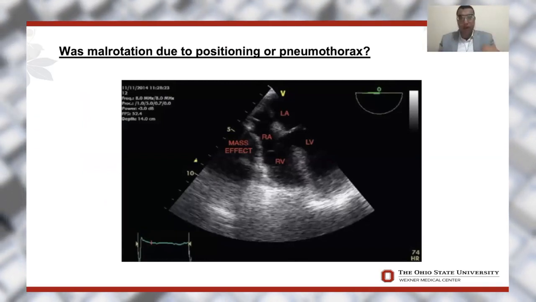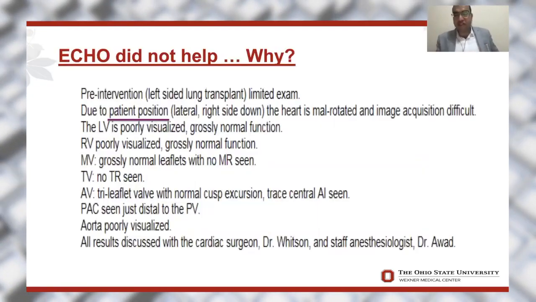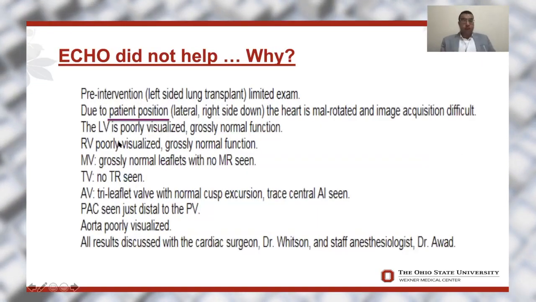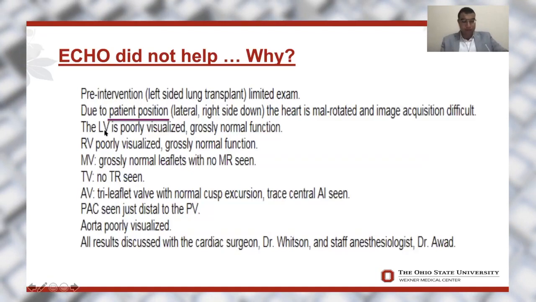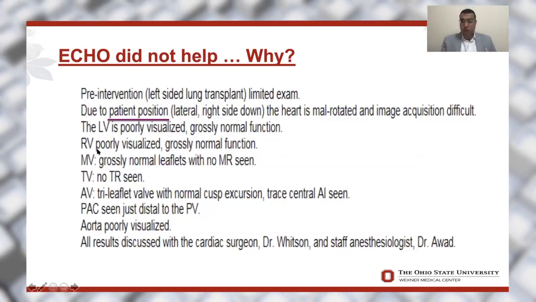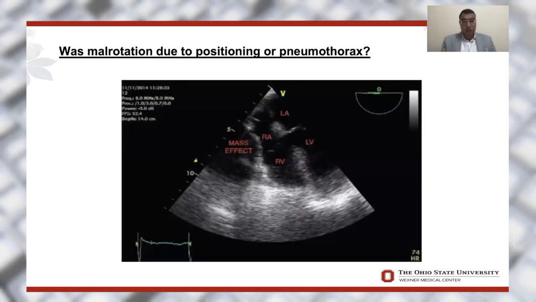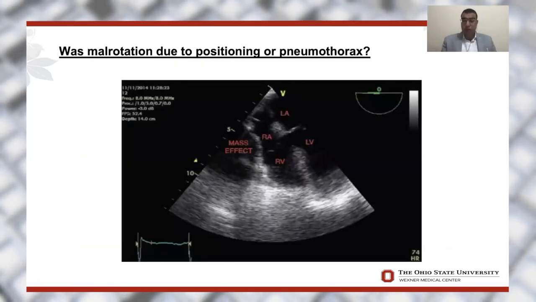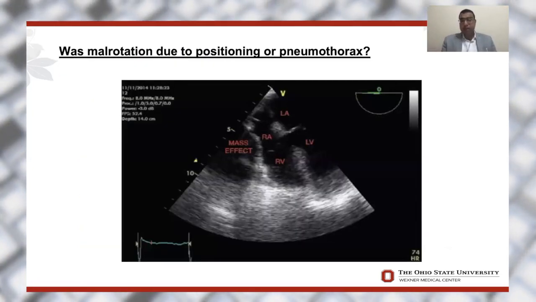Please tell me about the image acquisition. I think it's very difficult. So the report of the TEE showed that the LV is poorly visualized, and the RV is also poorly visualized. So TEE doesn't help, or didn't help, in this situation.